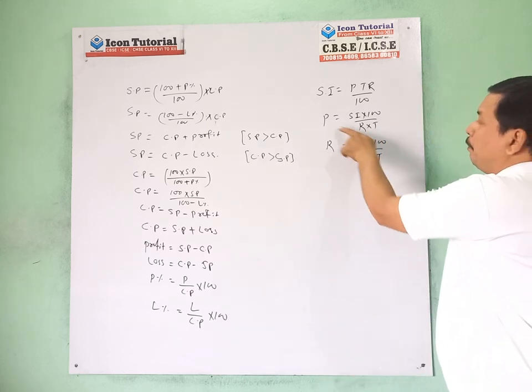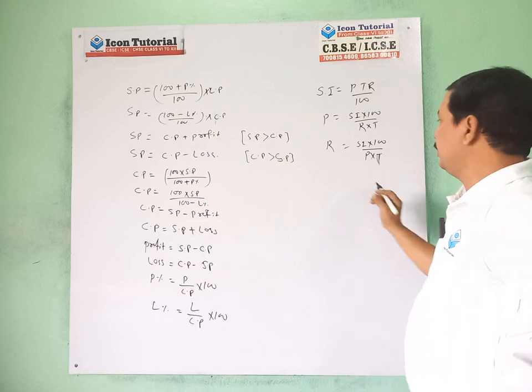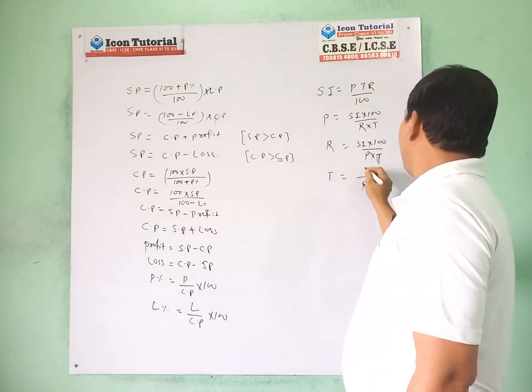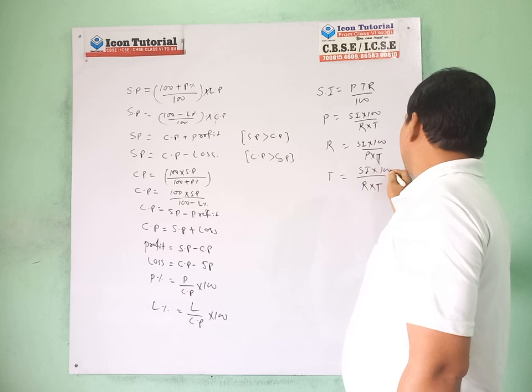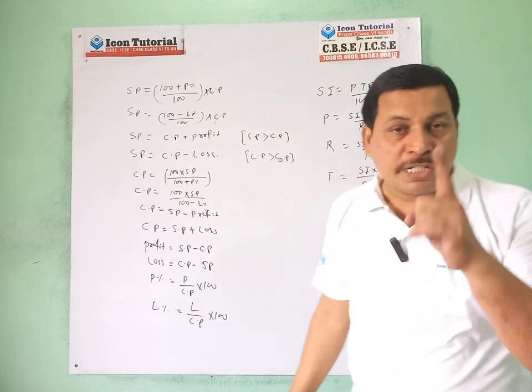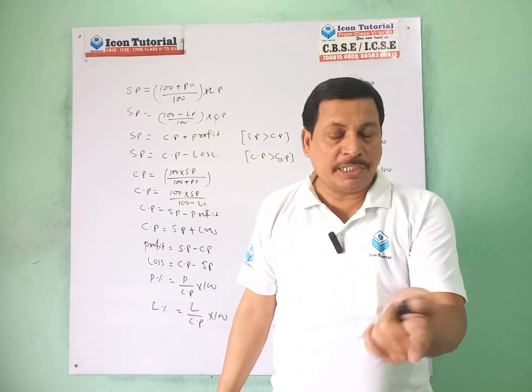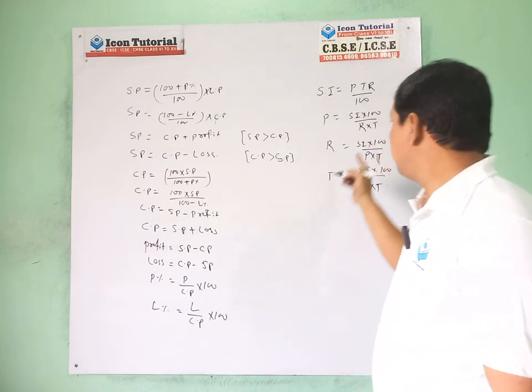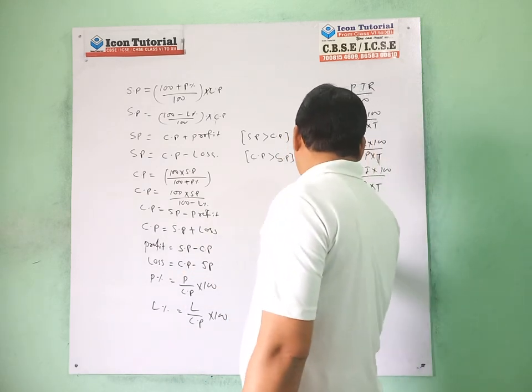So PTR here also PTR, right? Now PT, time is equal to SI into 100 by P into R. So this is related to simple interest: principal, time, rate of interest. These formulas. Then some formulas related here, compound interest, CI.